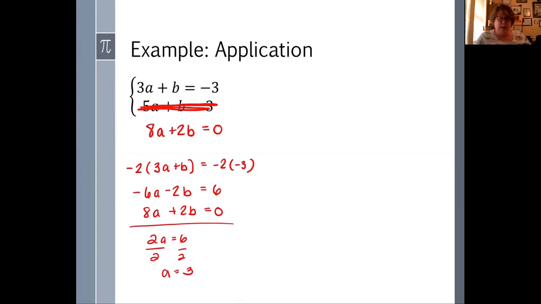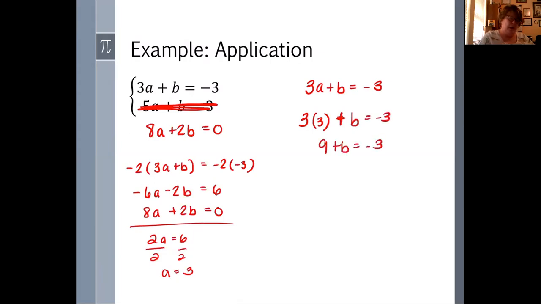Now I can find B by substituting A equals 3 into either of these 2 equations, and I'm going to choose the top one. So I'm going to replace A with 3. Nine plus B equals -3. I'm going to subtract 9 from both sides, and I get B is -12. So now I have the coefficient on the x squared in my quadratic function, that's 3, and the coefficient on my x is -12.